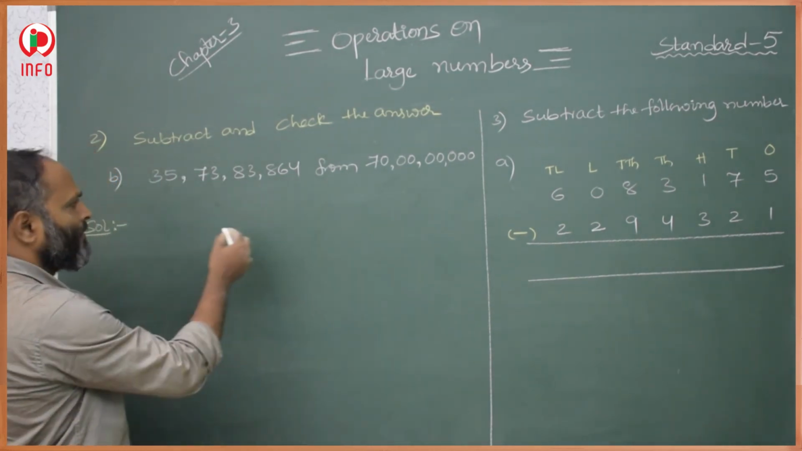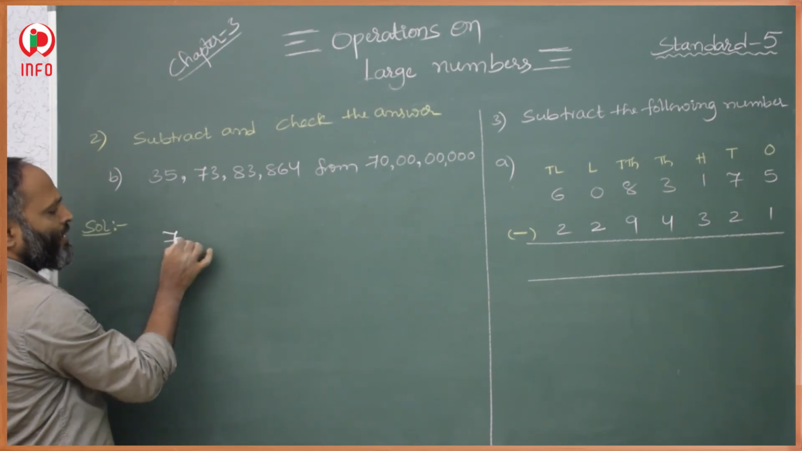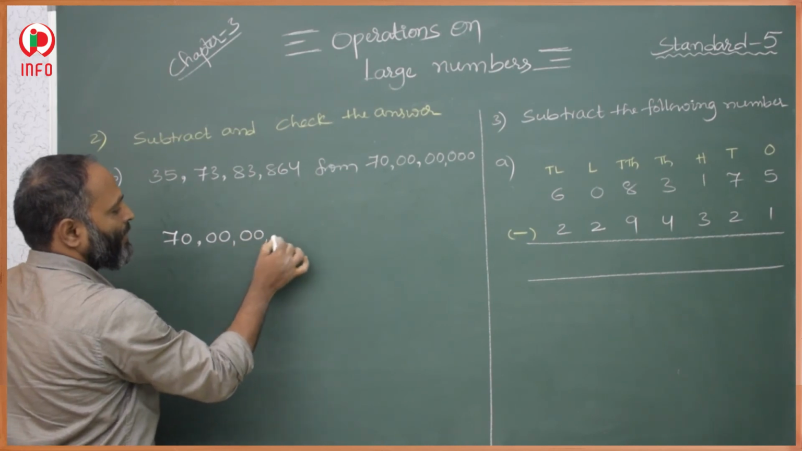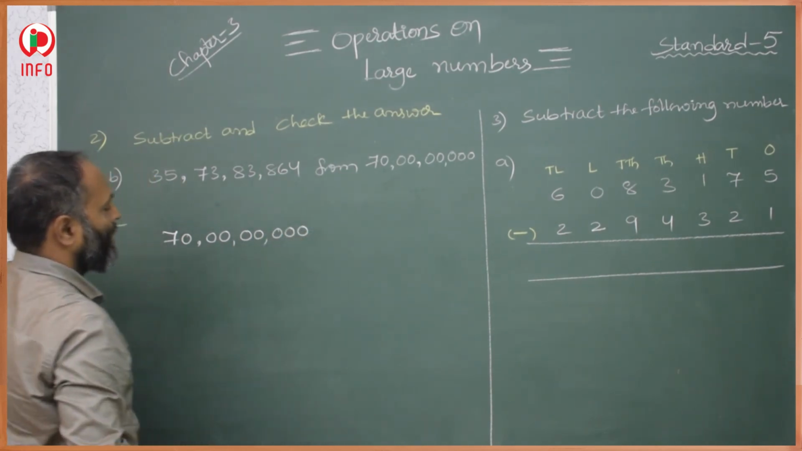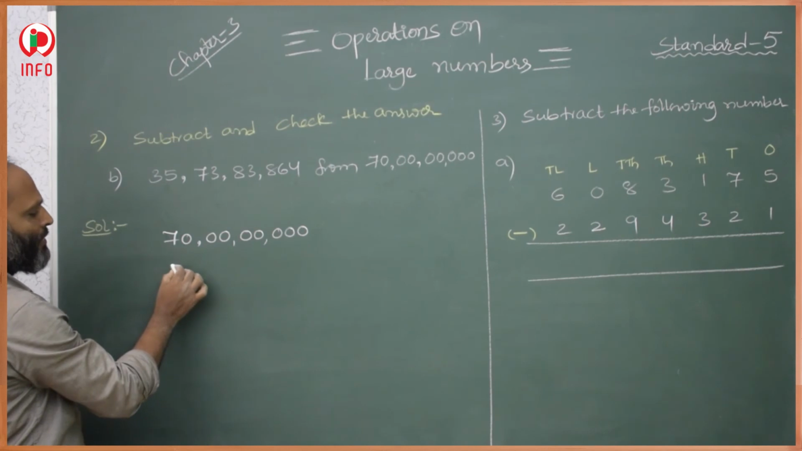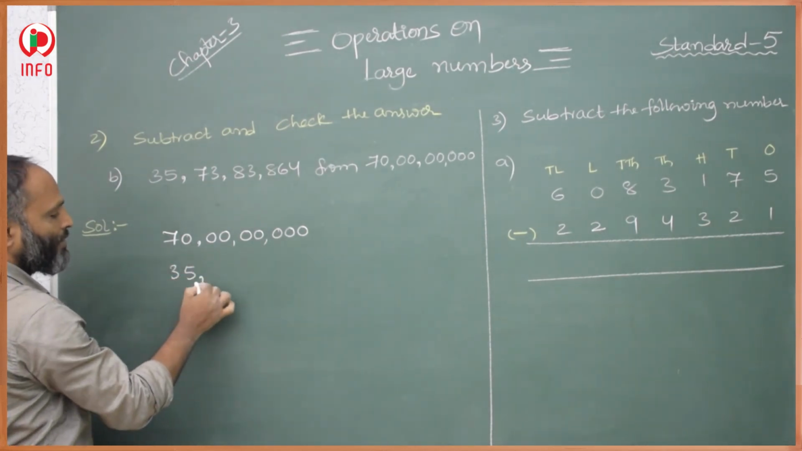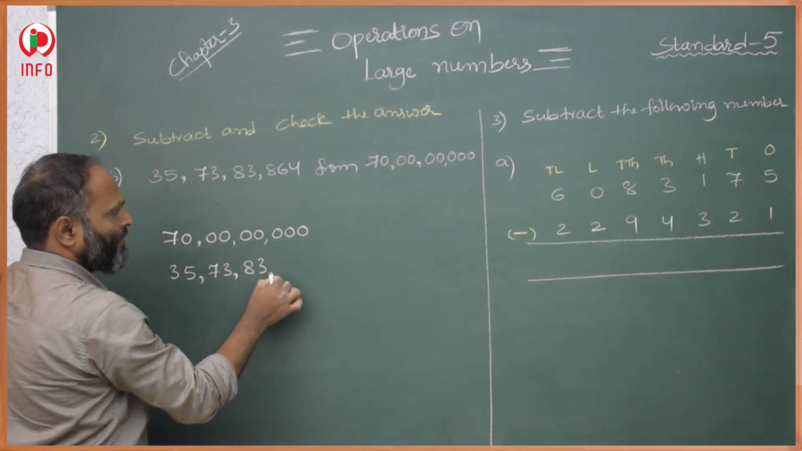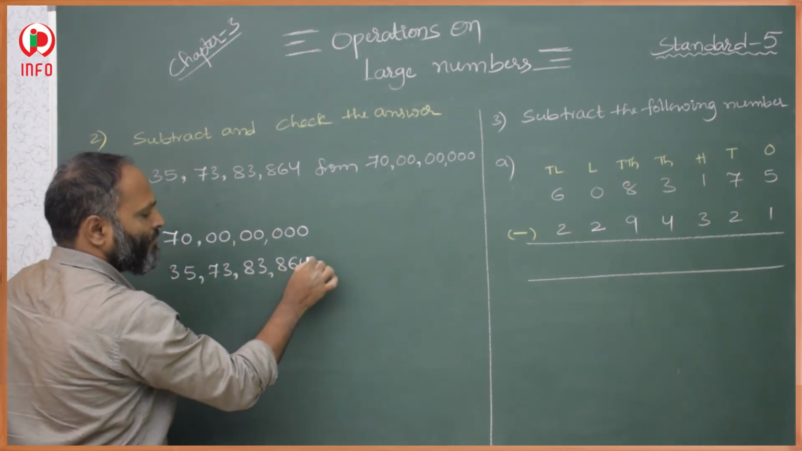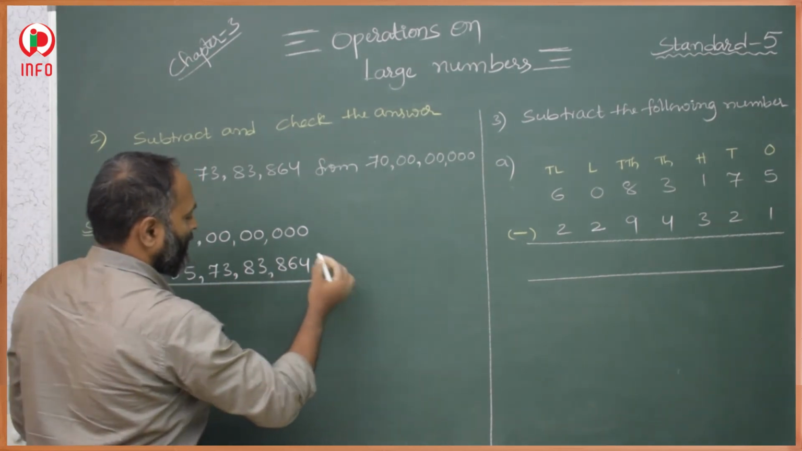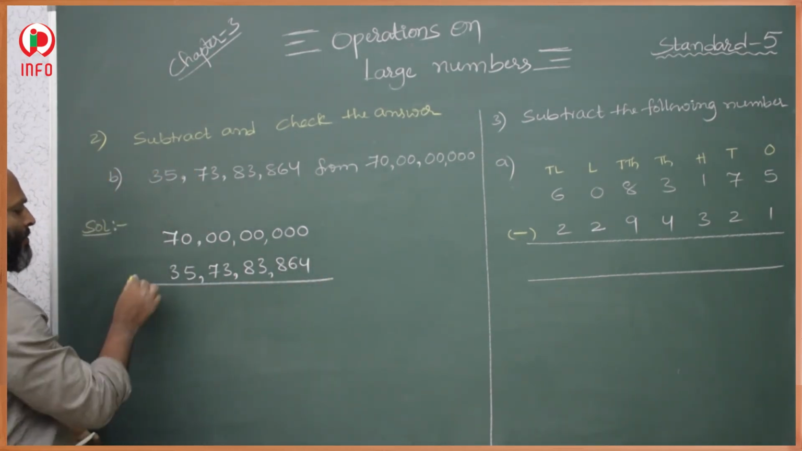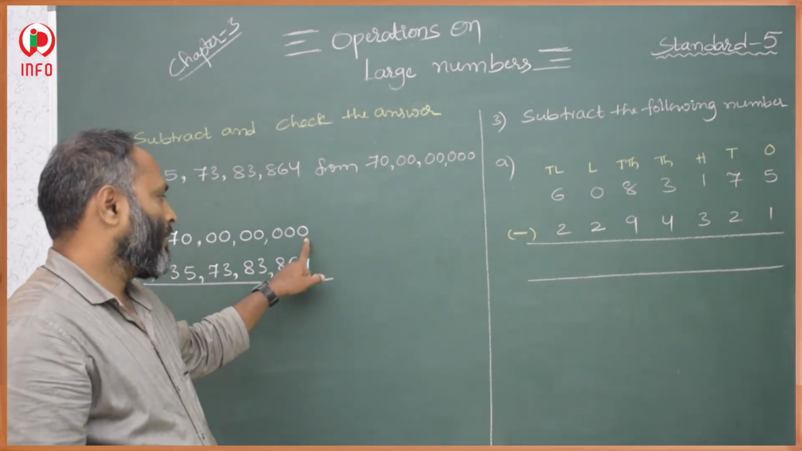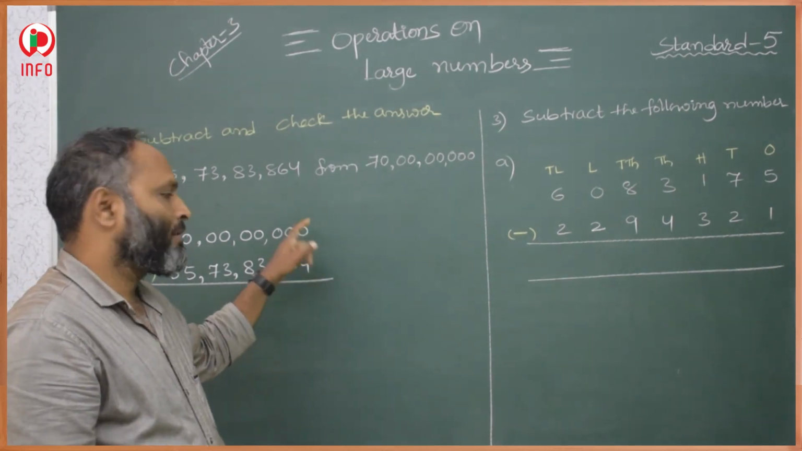Now here, first 70 crore. Then after that 35 crore 73 lakhs 83,864. Then minus. Then here 0, a lesser value. The minuend is less, so we take a borrow.